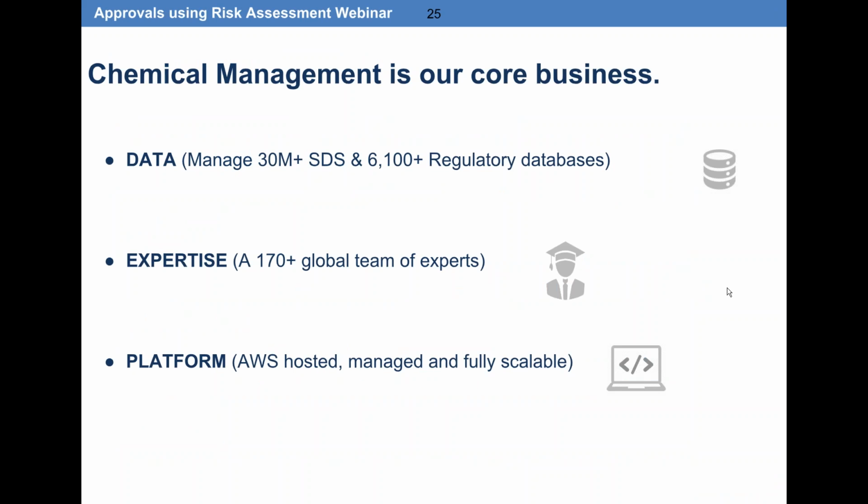The three-legged stool, what makes us unique, special, great, is we have excellent data. We have over 30 million vendor SDSs. We have our own regulatory database. We have a great team of people working behind the scenes with your information. We have about 170 experts. And everything is hosted on the Amazon Web Services site, so it's scalable, software as a service. You log into it. There's very little IT requirement. You just get in the system and start benefiting from it. Easy to set up, easy to start using.